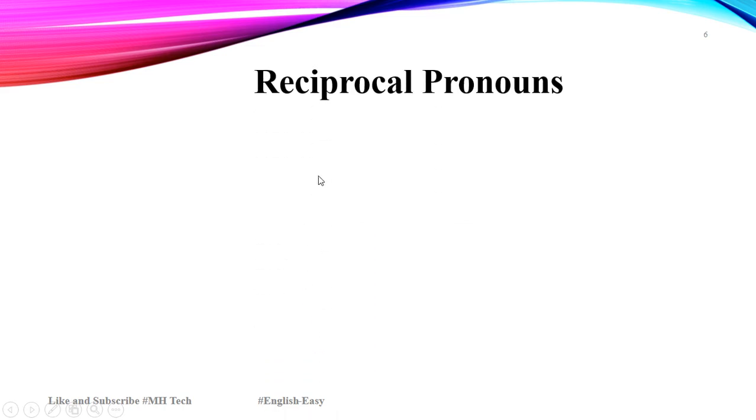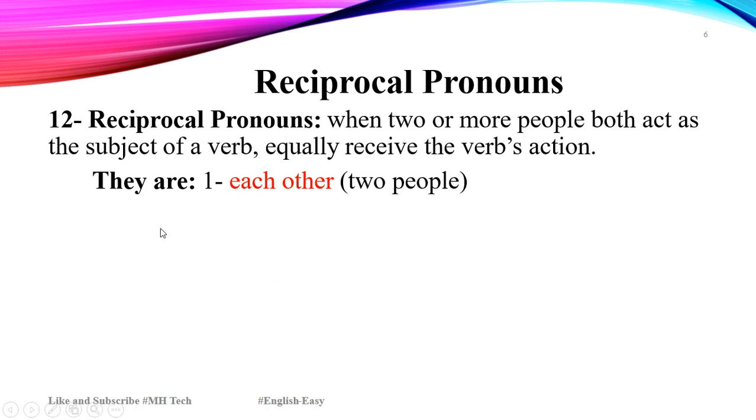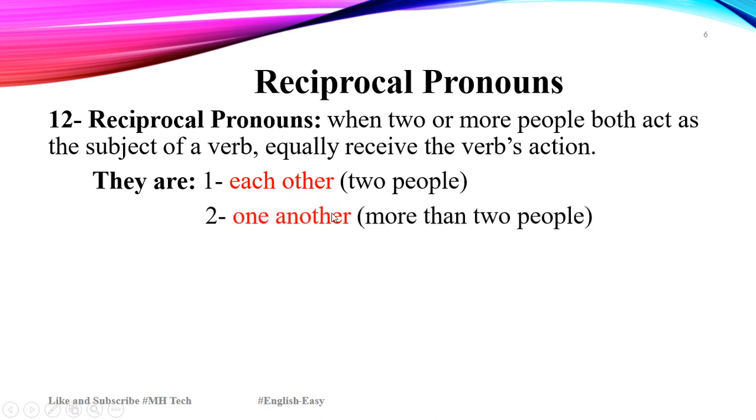So we have reciprocal pronouns. Reciprocal pronouns, what is the definition? When two or more people both act as a subject of a verb, and equally receive the verb's action, these are called reciprocal pronouns in English. So what is the example here? We have two kinds of reciprocal pronouns. The first one is each other, which refers to two people, and we have one another. It refers to more than two people.